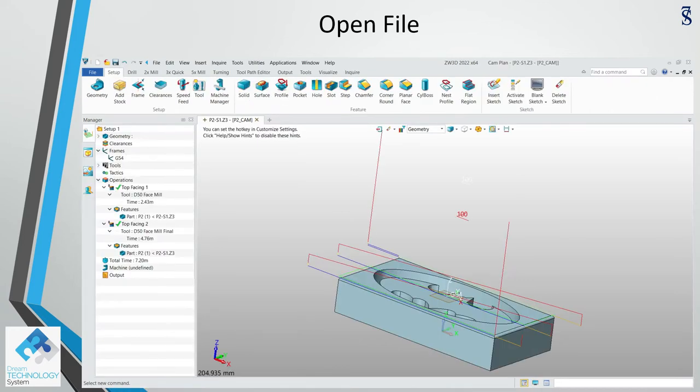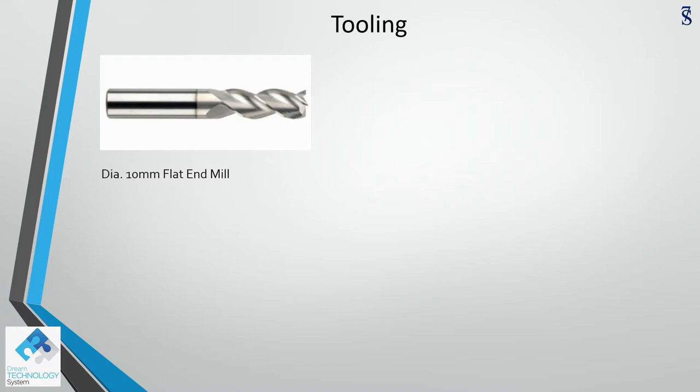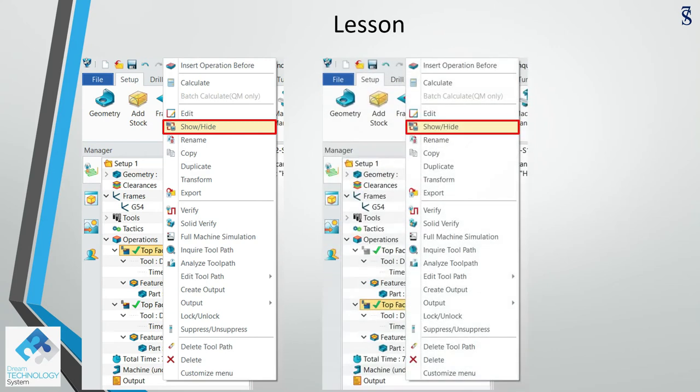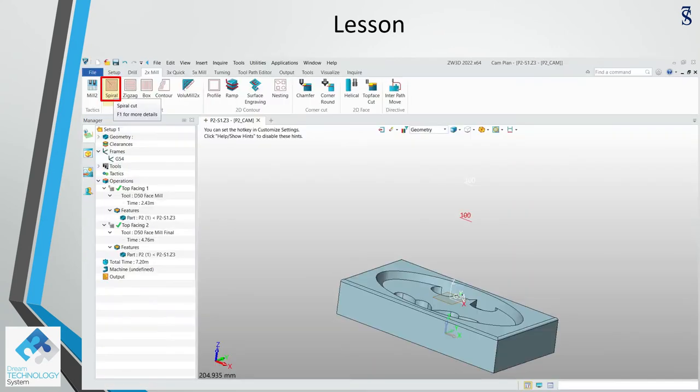You can see that these are the two paths that we created, the two operations that we did in the previous training. We need to introduce you to the tool, which is a 10 mm flat end mill. We're going to cut the top portion of the ellipse to make sure that we will continue in a later part for the bottom portion. So what we do is hide the two top operations, the top facing one as well as the top facing two.